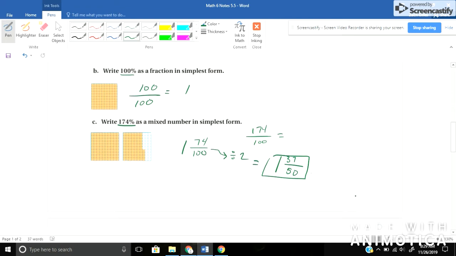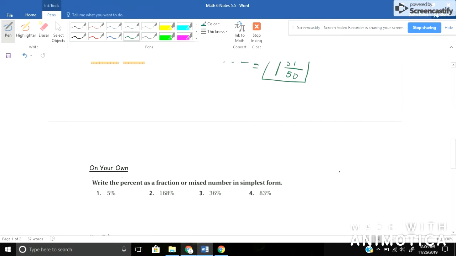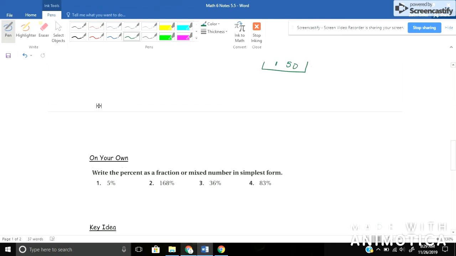For the on your own problems, they're just going to give you the percent as a number, not using the grid model. And what they're going to want you to do is, again, write it as a fraction or a mixed number in simplest form. Why don't you go ahead and pause the video and try 1 through 4, please.